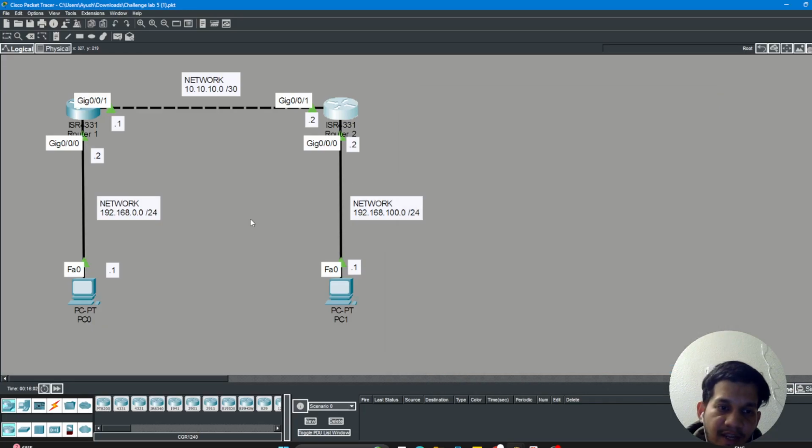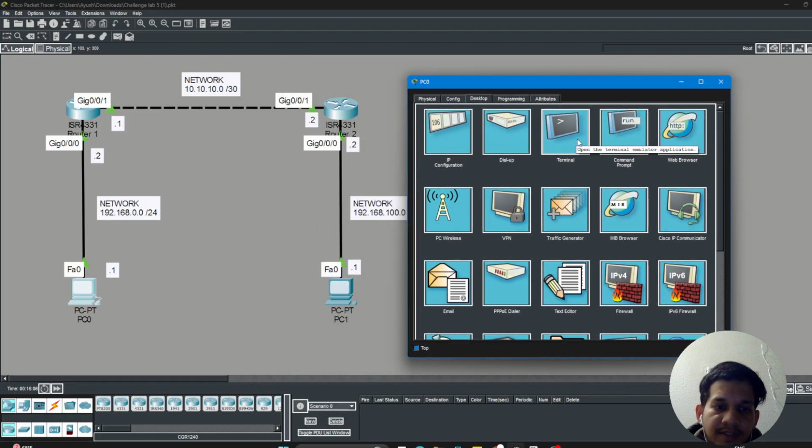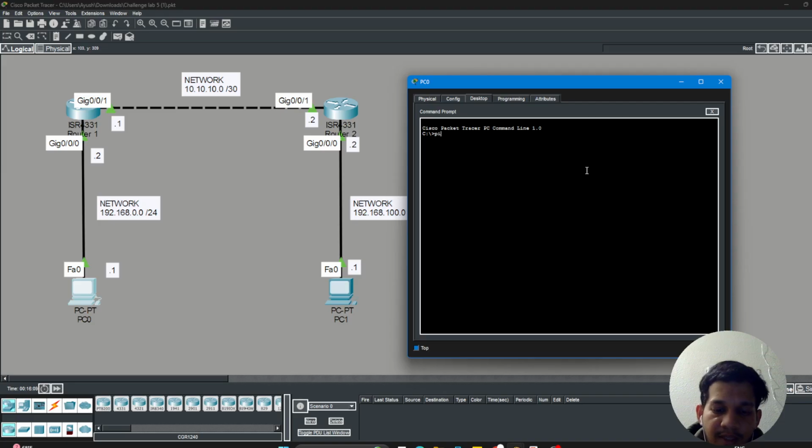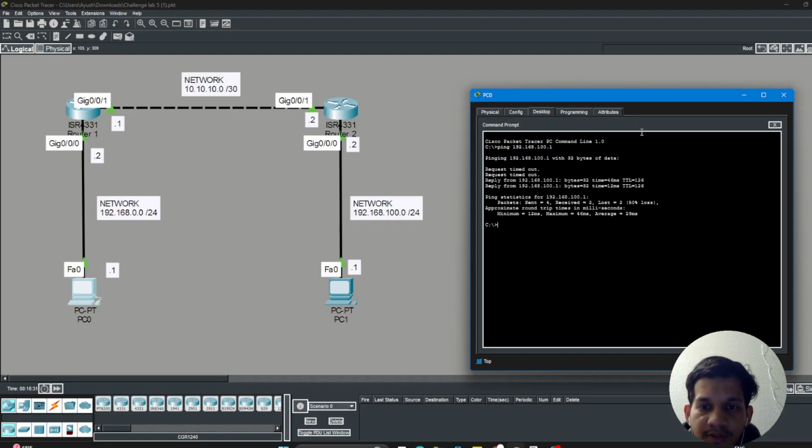Now let's check pinging between the networks. I'll go to PC0, open the command prompt, and ping 192.168.100.1, which is the IP address of PC1. The first request failed. Second request failed, third and fourth. So why did the requests fail? The ARP process was taking place.